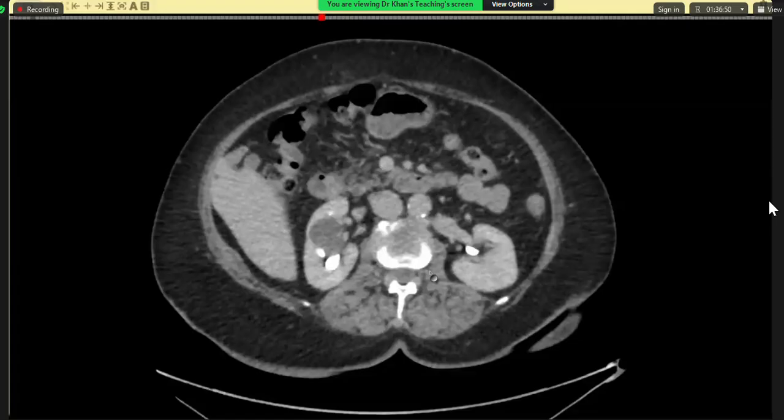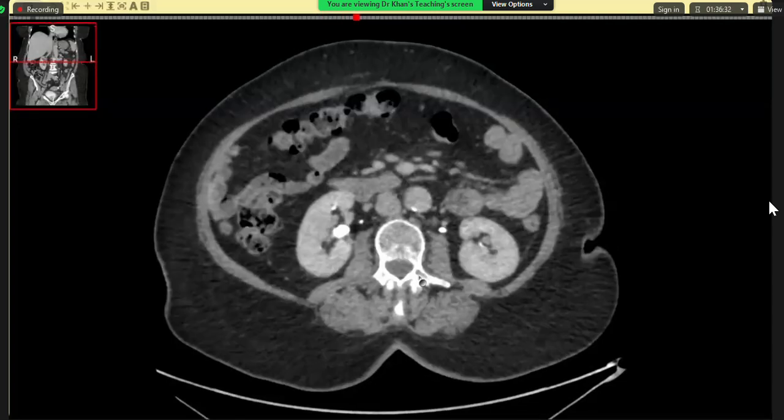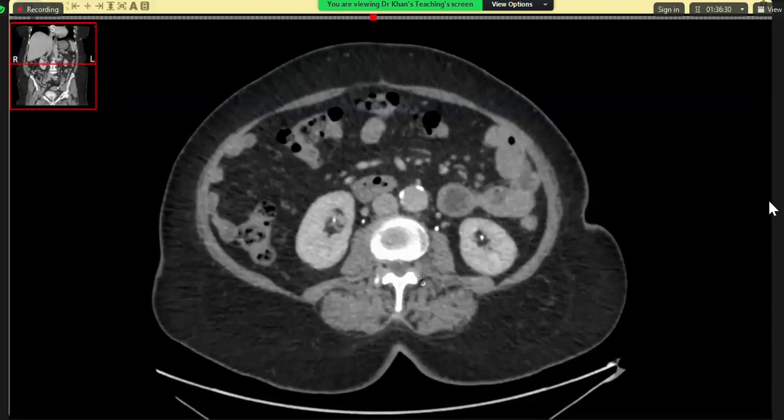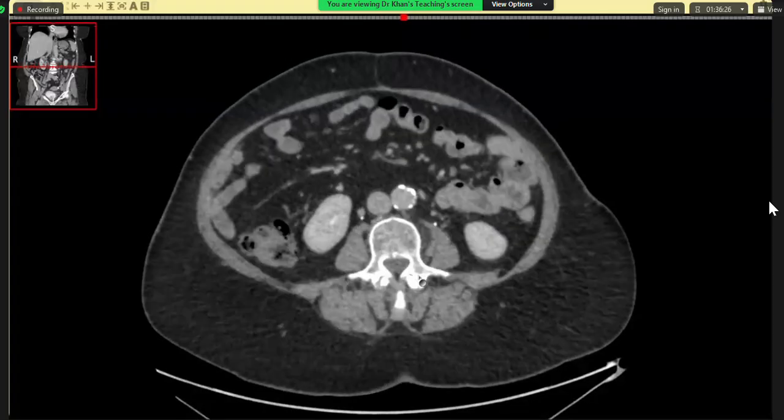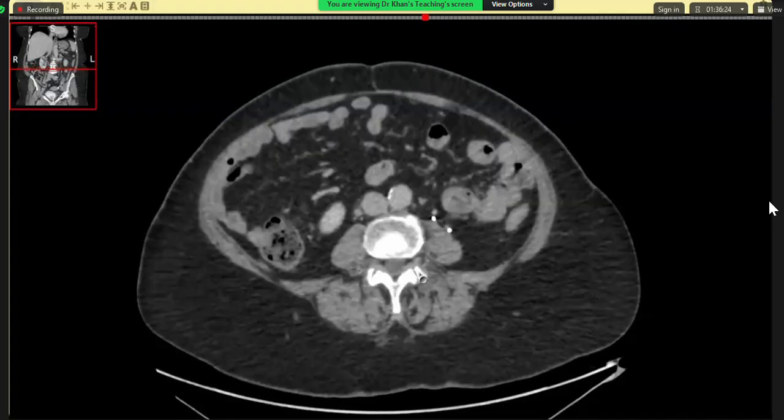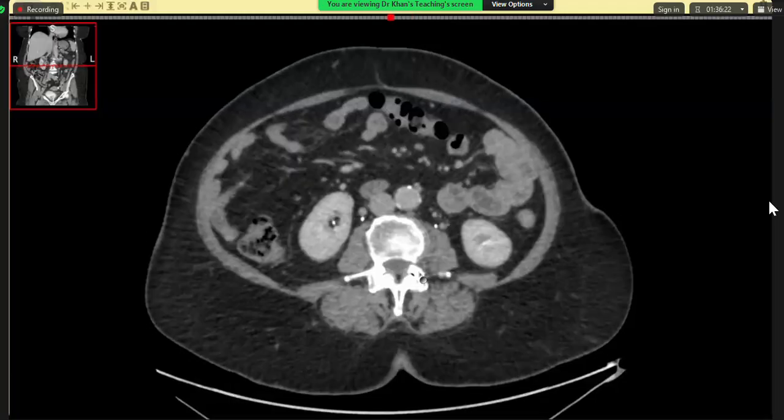Can you tell me how it is obtained technique-wise? CT urogram. So first of all, the contrast is injected, and then after 60 seconds, the portovenous phase is obtained, and then after 3 to 5 minutes, the delayed phase is obtained. It doesn't work like that. It's the other way around.